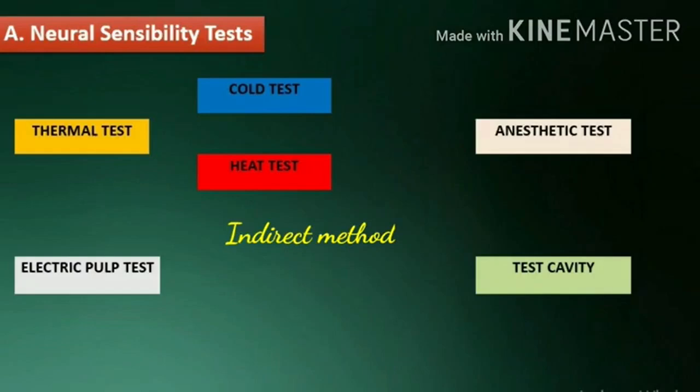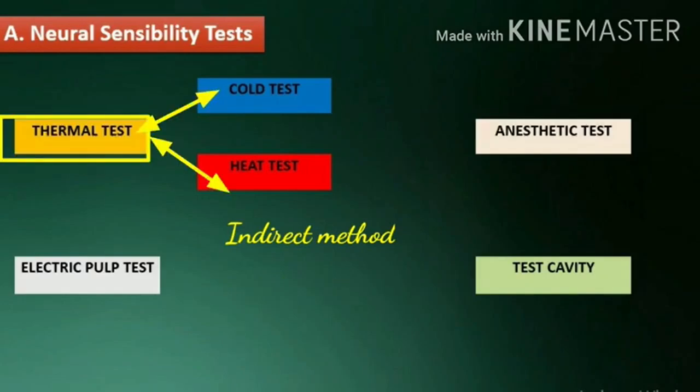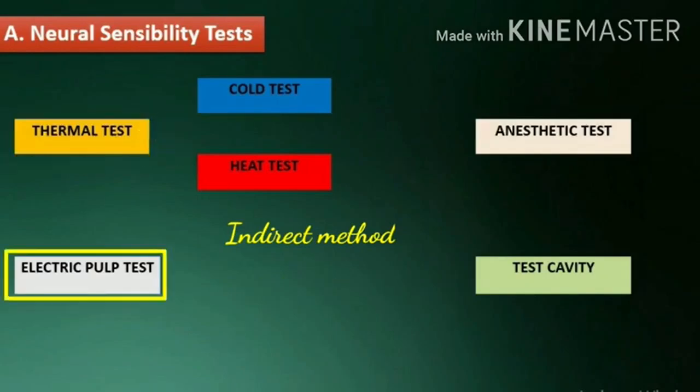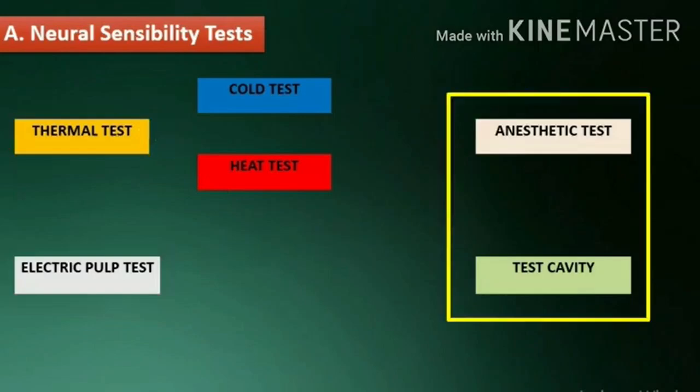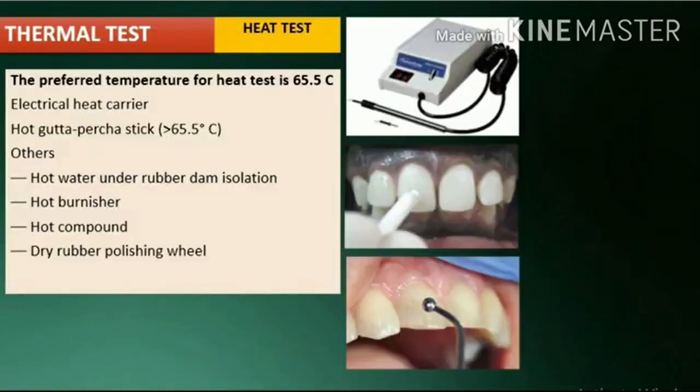They work on the principle of stimulating the neural fibers present in the pulp. These include thermal tests, which include the heat test and cold test, electric pulp test (EPT), anesthetic test, and test cavity. These tests involve the application of cold and heat to a tooth to determine its sensitivity to thermal changes.